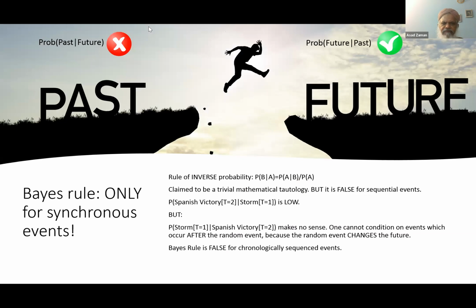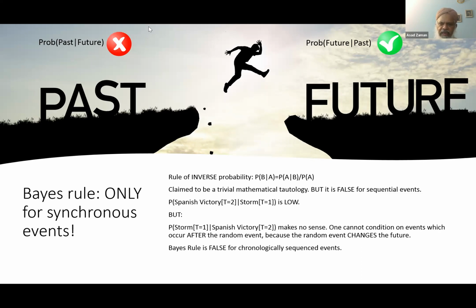So there is a famous theorem called the Bayes rule. And if you look at any textbook, it will mention that there is a Bayes rule, and it's a simple, trivial mathematical truth that the probability of A given B is equal to the probability of B given A times the probability of A. So actually this thing is false. This is true only if the two events are taking place at exactly the same time, in which case you can reverse A and B.